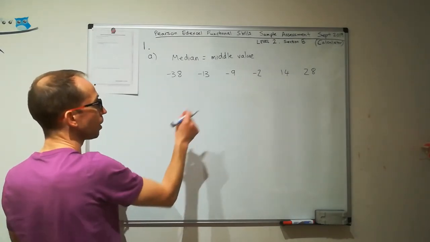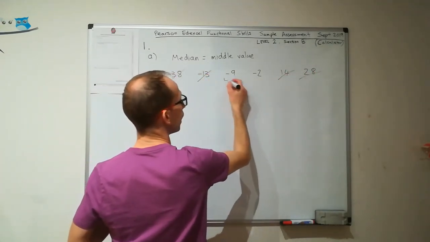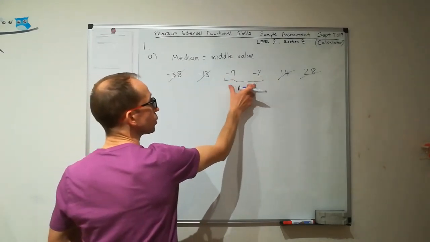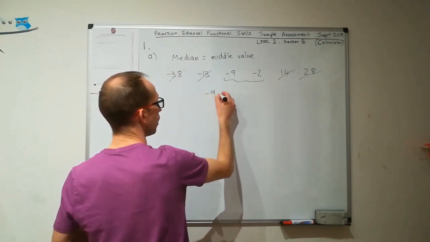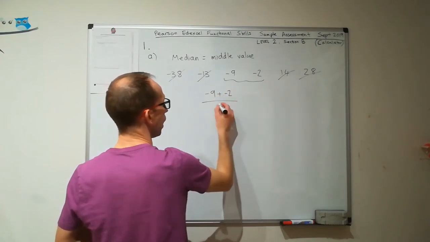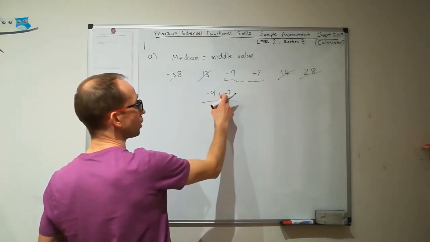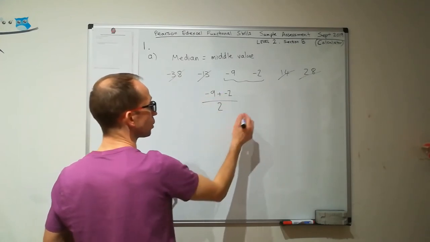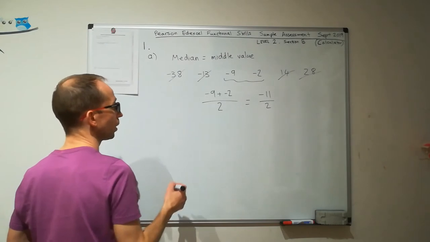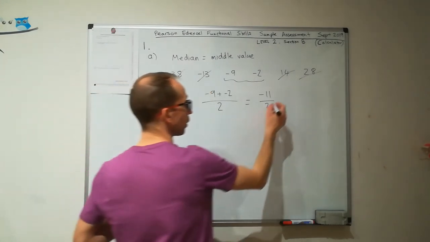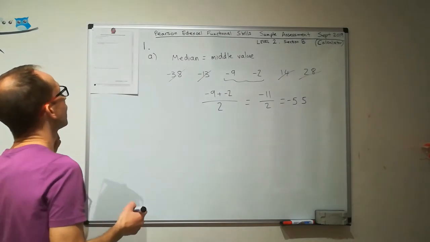Now, the median is going to be the middle value, so if we cross off the first and the last, we're actually left with two values. If you've got two for the median, then what you need to do is add them together, so minus 9 plus minus 2, and then divide that by 2. When we've got a plus and a minus together, the minus is going to win. So this is just minus 9 minus 2, which is minus 11 divided by 2. This is a calculator paper, so you can use a calculator for this, and you'll find that this gives you an answer of minus 5.5.